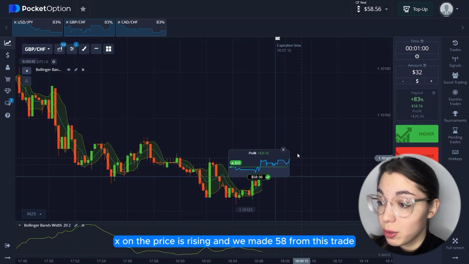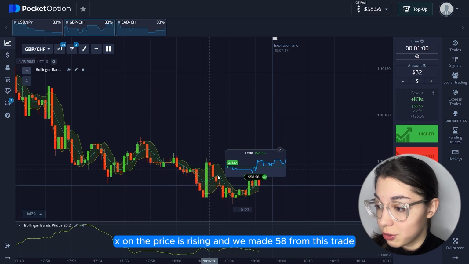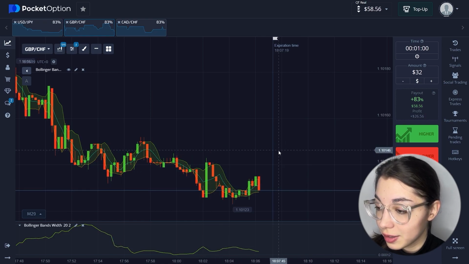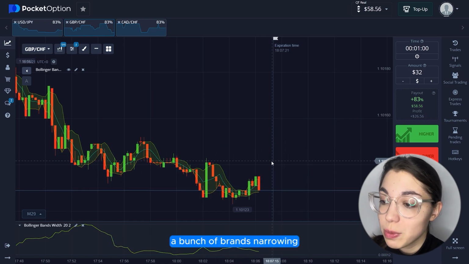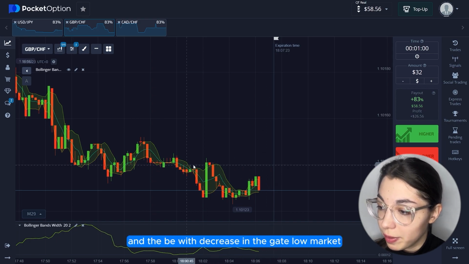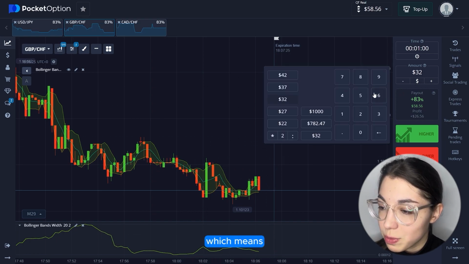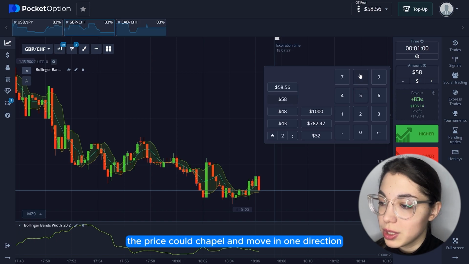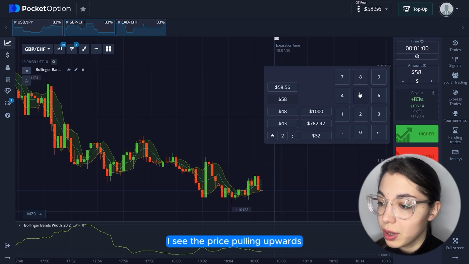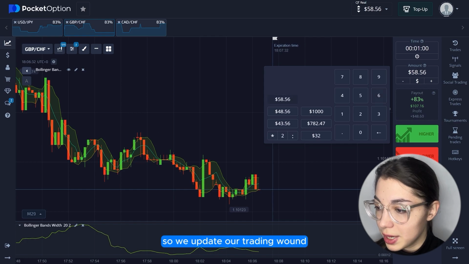Excellent, the price is rising and we made $58 from this trade. The Bollinger Bands narrowing and the BB width decreasing indicate a low-volatility market, which means the price could move sharply in one direction. In this case, I see the price pulling upwards. So we update our trade amount.